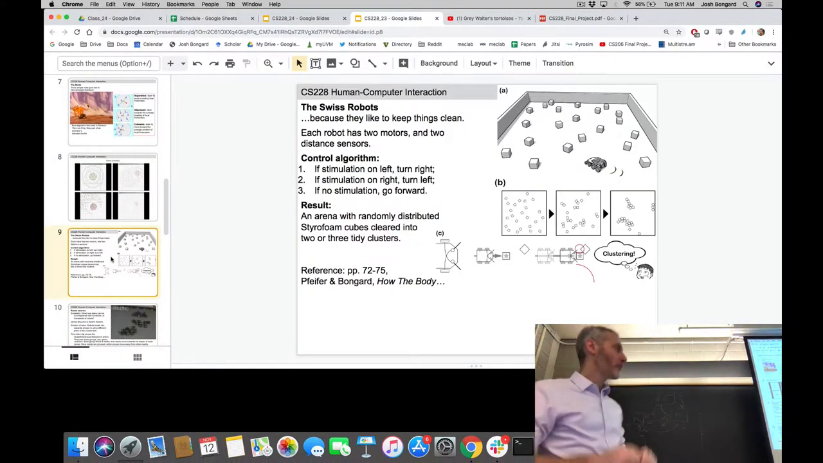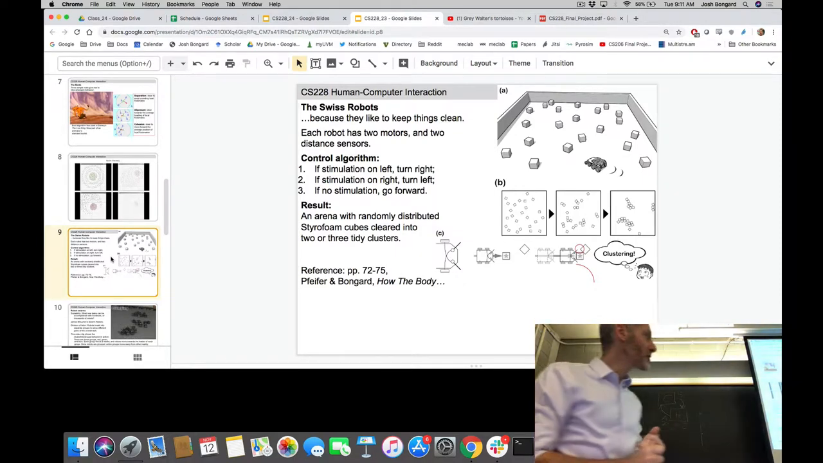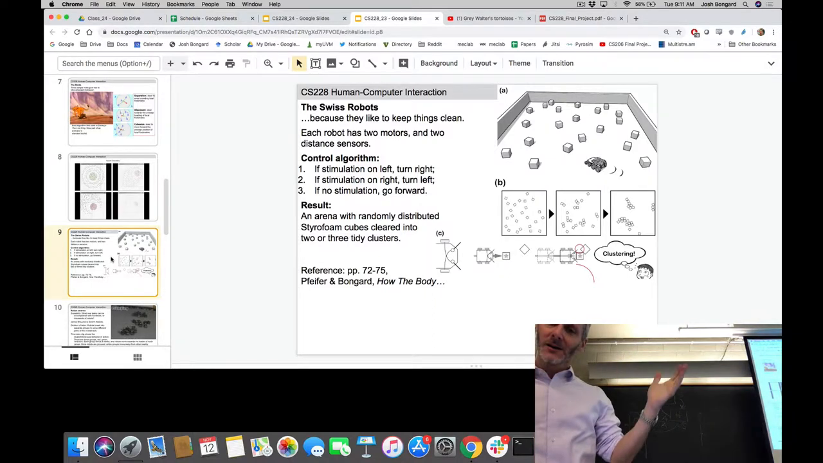Okay, let's move back from virtual agents to robotics, and let's have a look at the Swiss robots. Why are the Swiss robots called the Swiss robots? Because if you put them in a messy environment, they will instinctually clean it up.